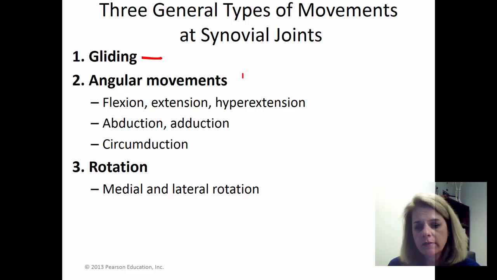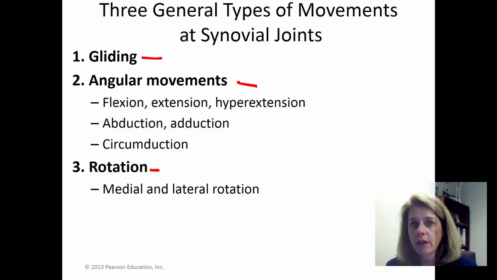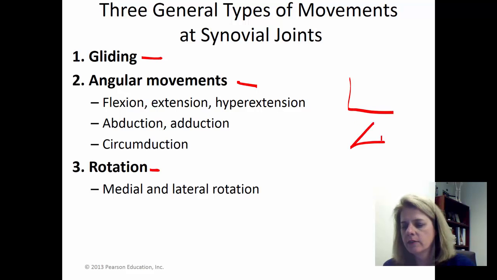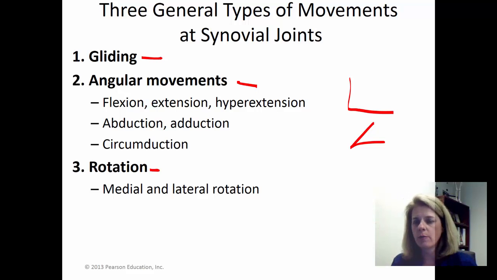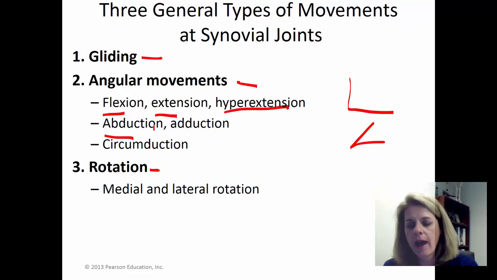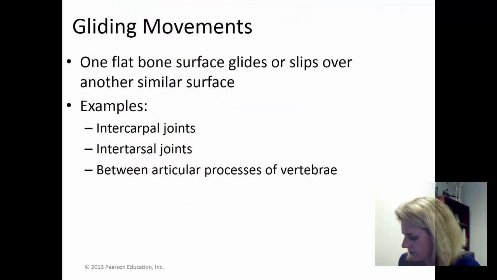They have gliding movements, they have angular movements, and they have rotation. Okay, so gliding is its own category. There's nothing special. I'll show you what gliding is. There's no subcategories of gliding. Angular movements, these are things where an angle is wide and then it gets narrower again. So think about your arm. Angular movements where you can flex and extend, close and open a space. And so examples of your angular movements are flexion, extension, and hyperextension, abduction, adduction, and circumduction. Those are all examples of angular movements. Rotation, you have medial and lateral rotation.